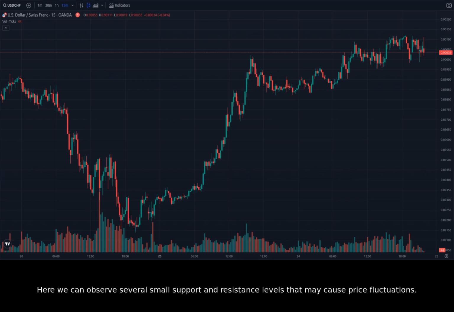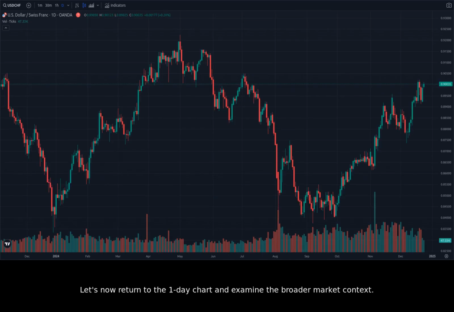Here we can observe several small support and resistance levels that may cause price fluctuations. It's crucial to identify potential breakout patterns from these levels to successfully time intraday trades. Let's now return to the one-day chart and examine the broader market context.